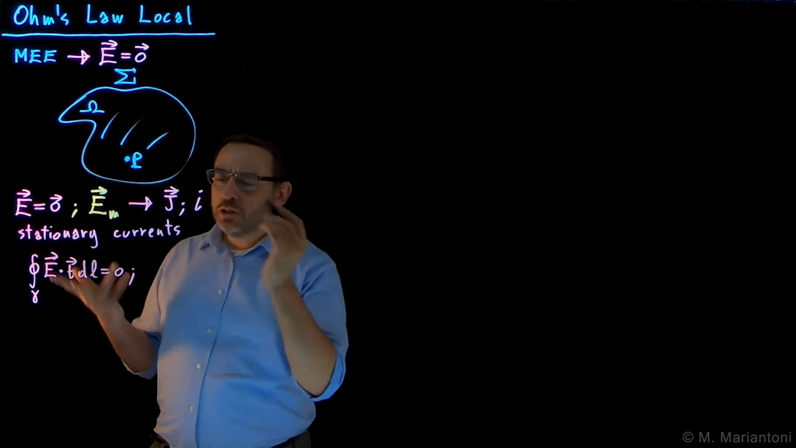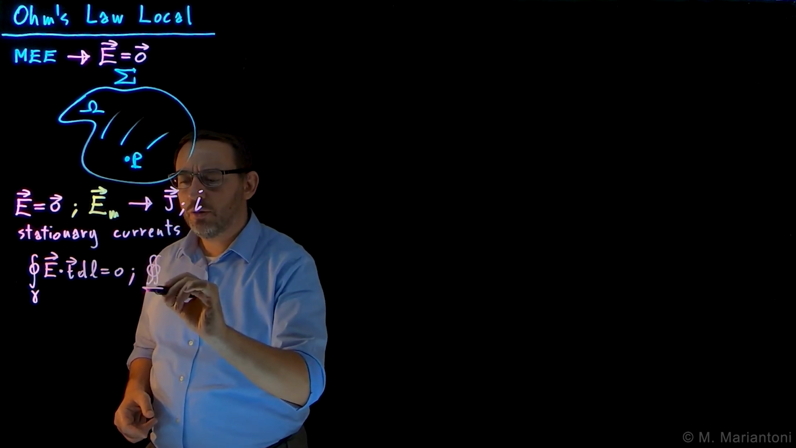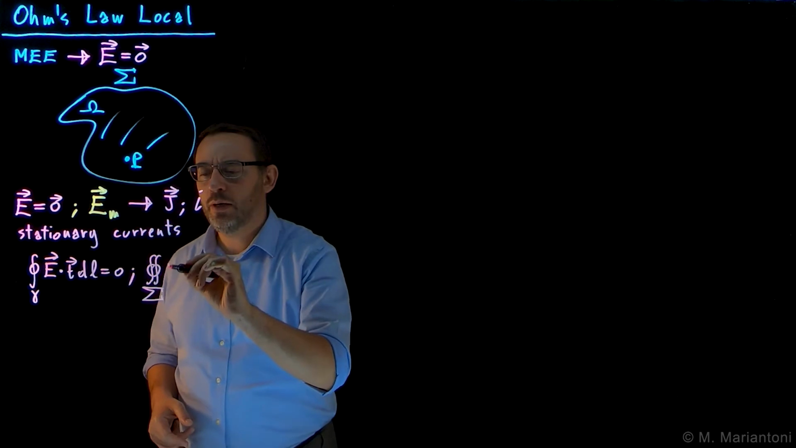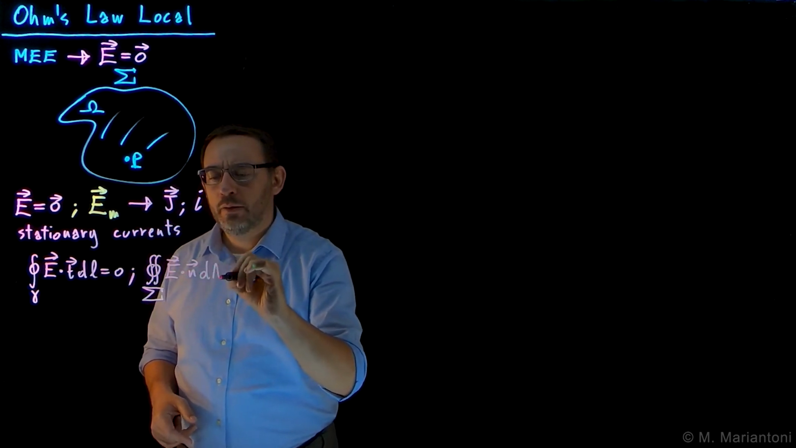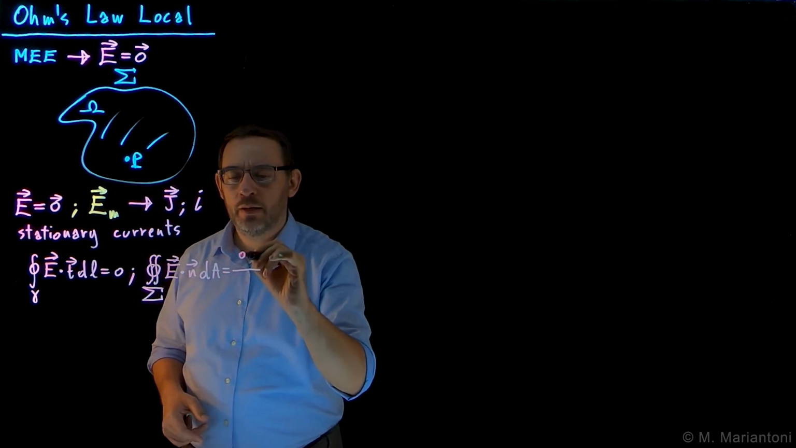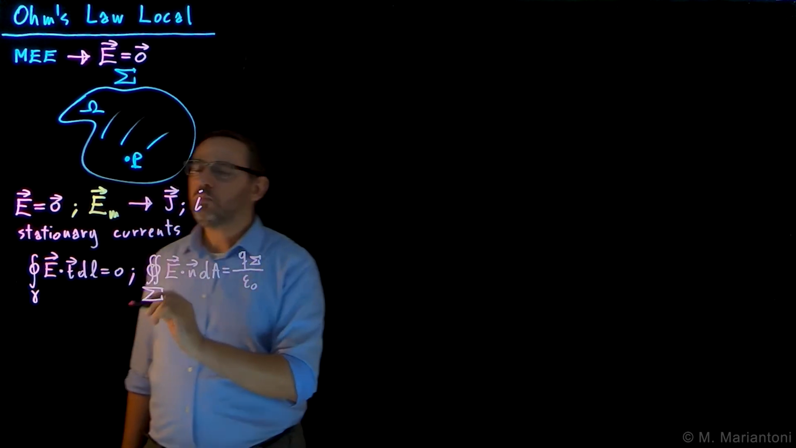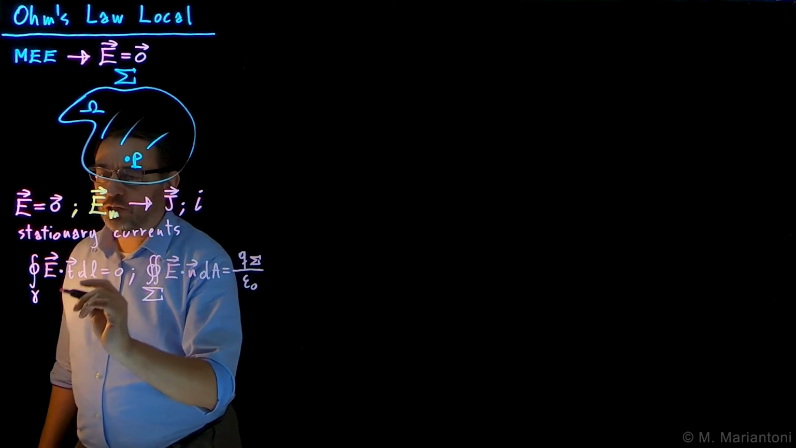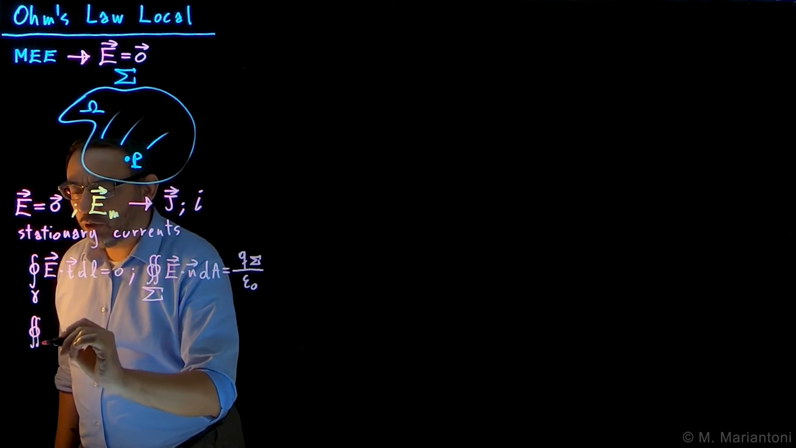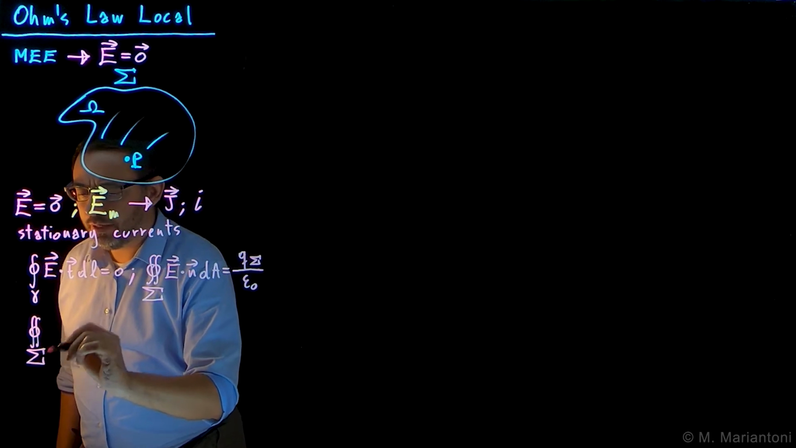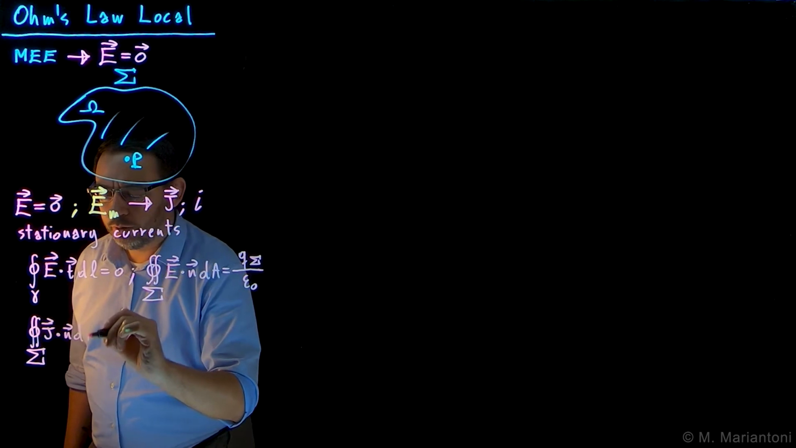In addition, we also know that Gauss's theorem has to be true, so the flux through this closed surface capital Sigma of E dot n dA has to be equal to the total charge contained within capital Sigma divided by epsilon naught. And we also know the continuity equation in stationary conditions implies that J is a solenoidal vector field, so the flux of J dot n dA has to be equal to 0.